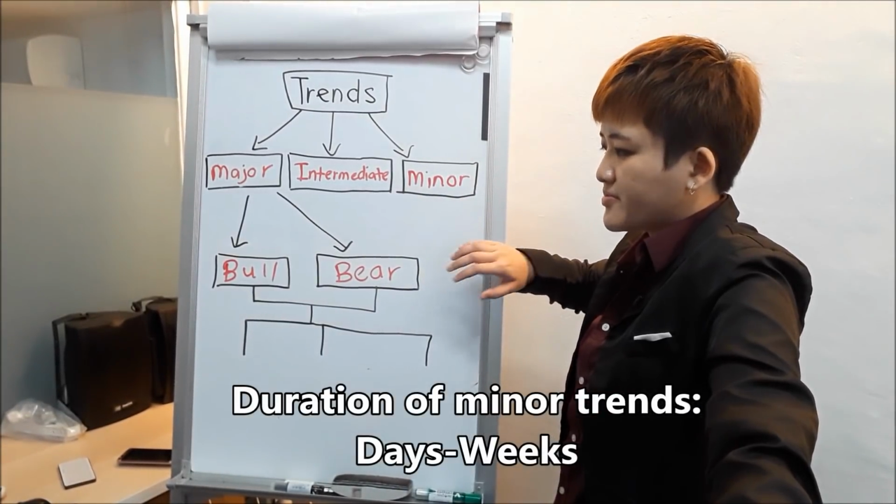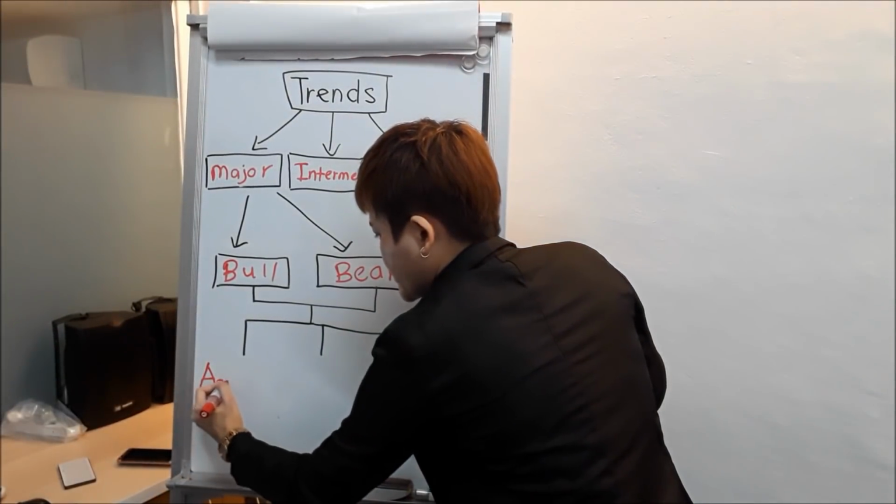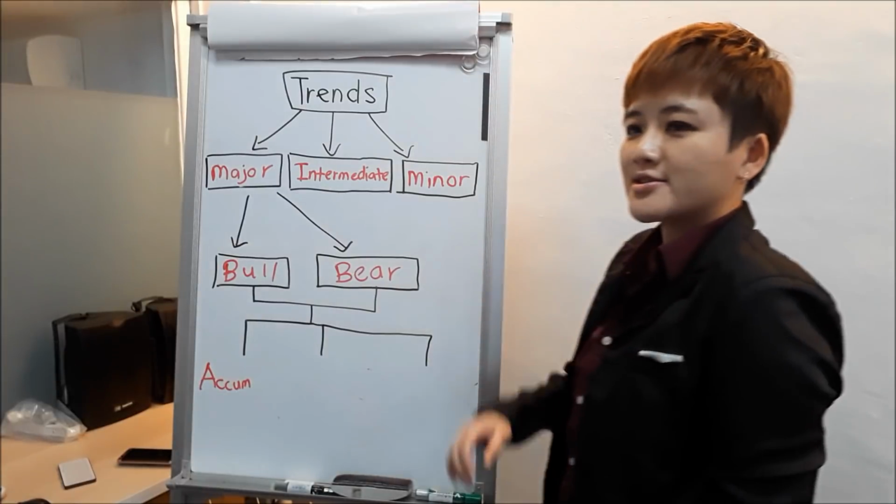And then for bull market and bear market, you have stages. You have 3 main stages. The first one is accumulation.